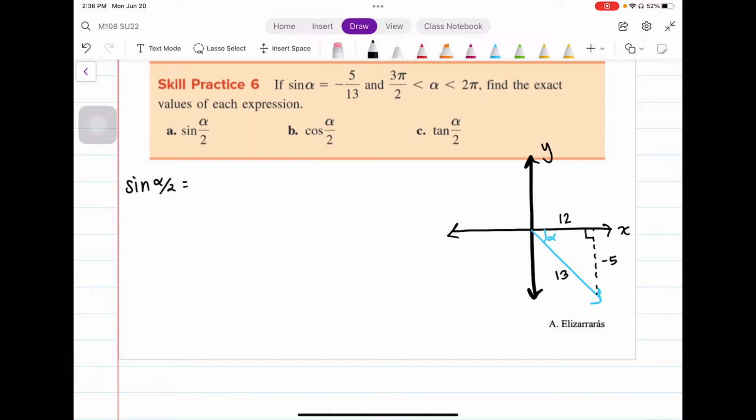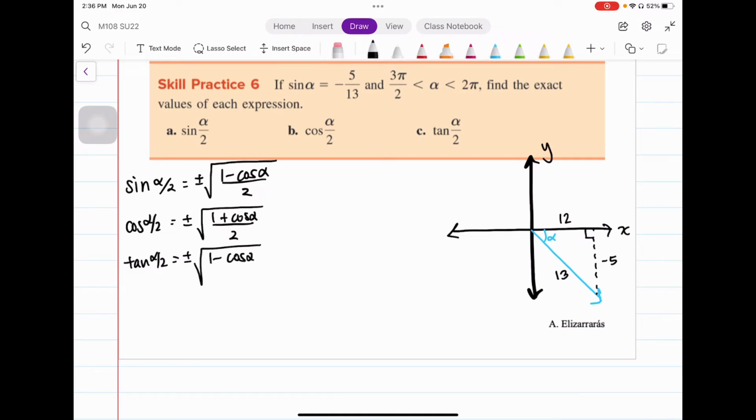which is equal to plus or minus the square root of (1 minus the cosine of alpha) over 2. We also want to find the cosine of alpha over 2, which is equal to plus or minus the square root of (1 plus cosine of alpha) over 2. And we want the tangent of alpha over 2, which is equal to plus or minus the square root of (1 minus the cosine of alpha) over (1 plus the cosine of alpha). And so for each of these, we need to find the cosine. And the cosine is 12 over 13.